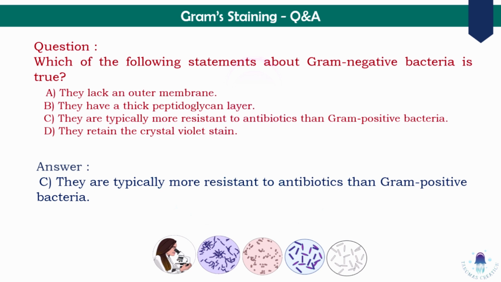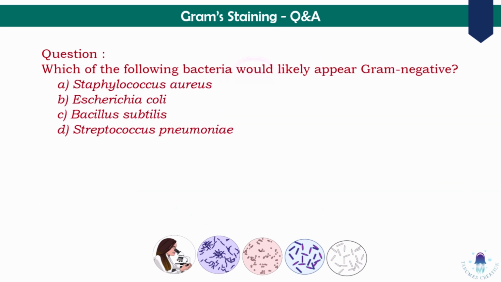Question: Which of the following bacteria would likely appear gram-negative? Option A. Staphylococcus aureus. B. Escherichia coli. C. Bacillus subtilis. D. Streptococcus pneumoniae. Answer: B. Escherichia coli.